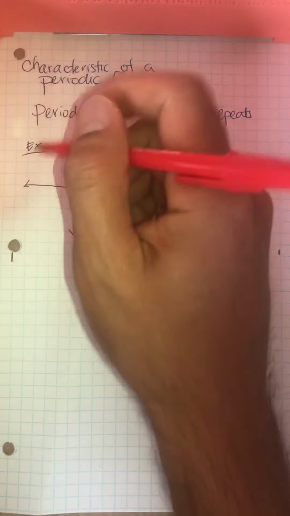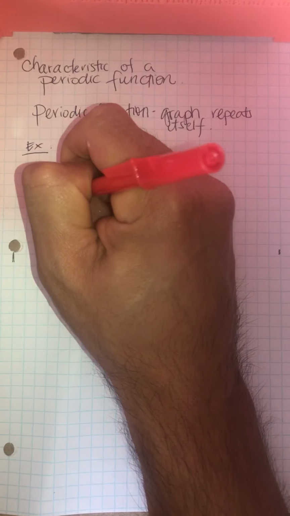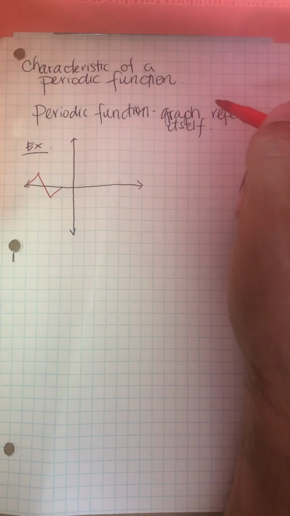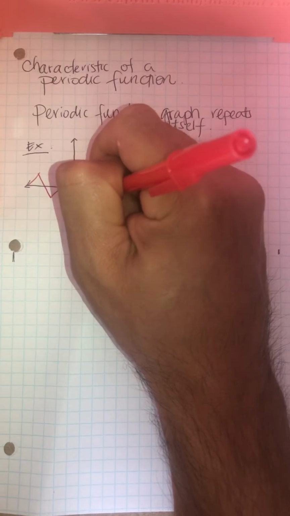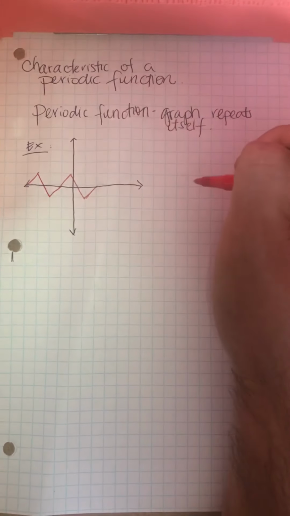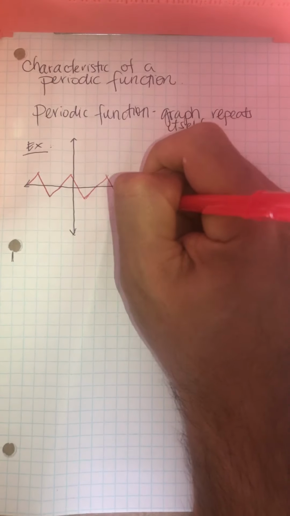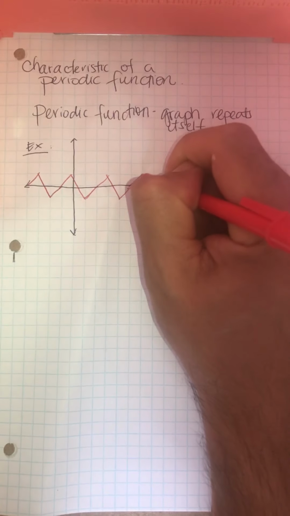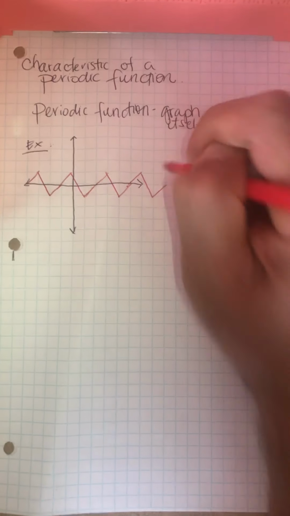So, for example, let's say our graph looks like that. Up, down, comes back up. And it just continues doing that over and over again. Up, down, up, down, comes back up. As you can see, it just starts looking like a zigzag. It just repeats itself. Okay. And keeps going on and on. Now let's look at one that is not an example.